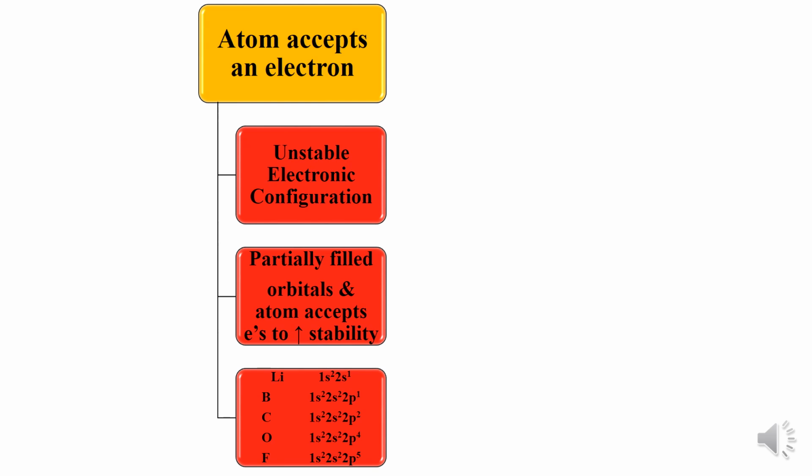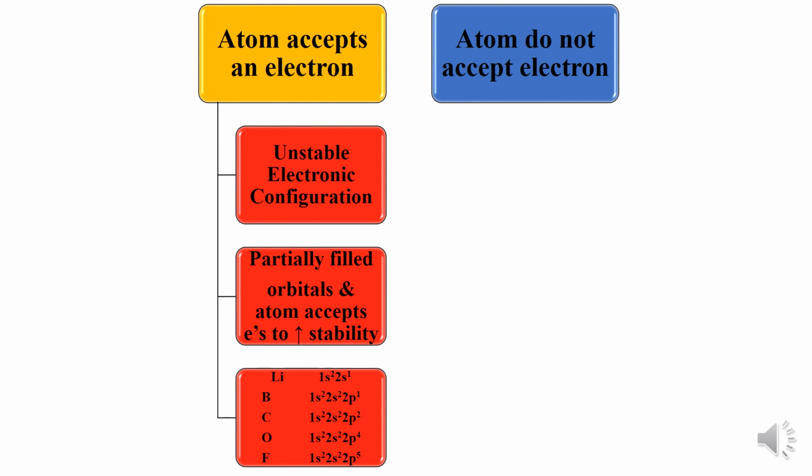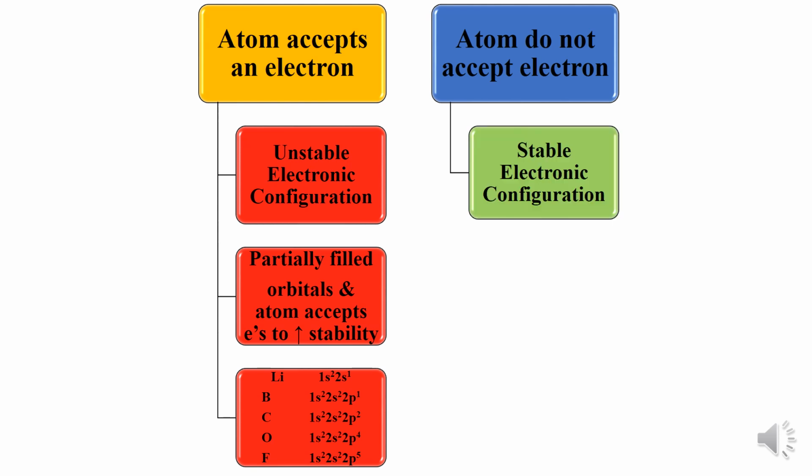And these are some of the examples of elements with unstable electronic configuration or elements with partially filled orbitals. Like in case of lithium, the 2s orbital is partially filled. In case of boron, carbon, oxygen and fluorine atoms, the p subshell in the second energy level is partially filled. And in what circumstance does an atom not accept an electron? When it has a stable electronic configuration. So when an atom has a stable electronic configuration, it does not accept the electron.